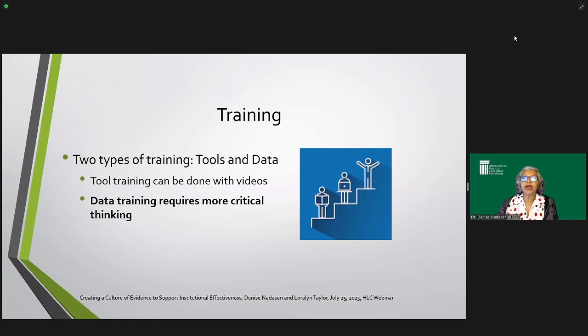So once you have a relatively stable governance structure, even if it's not complete, you can start exploring training. And there are two types of training, tools and data. Tool training is really pretty basic and can be done with videos, but data training is a bit more complex and requires more critical thinking.